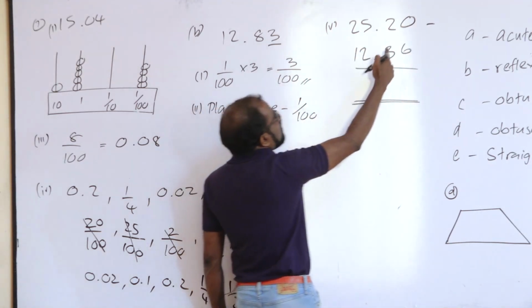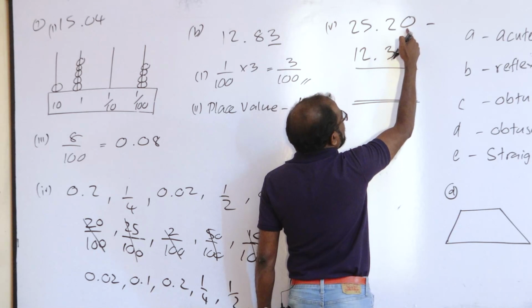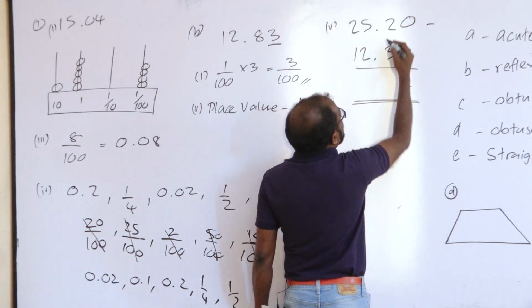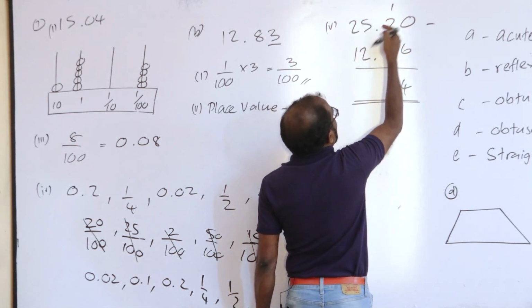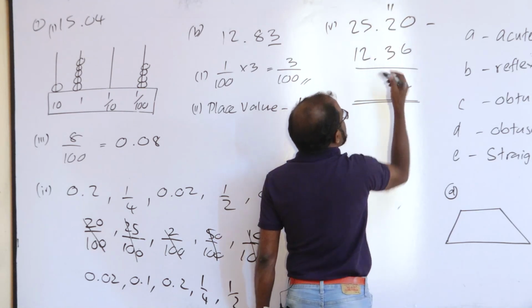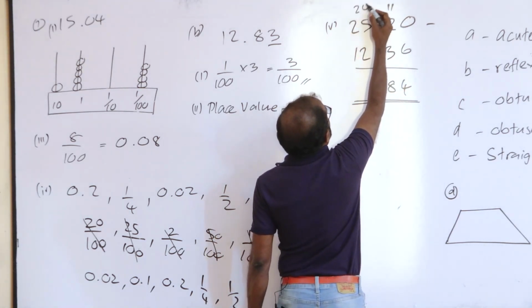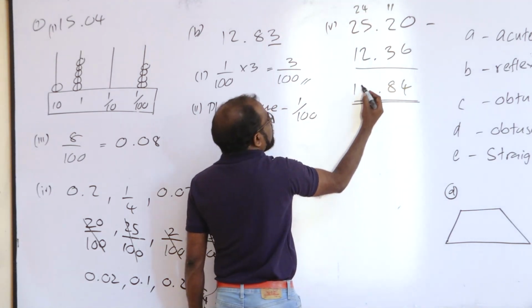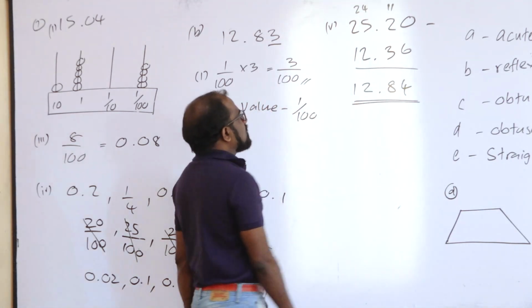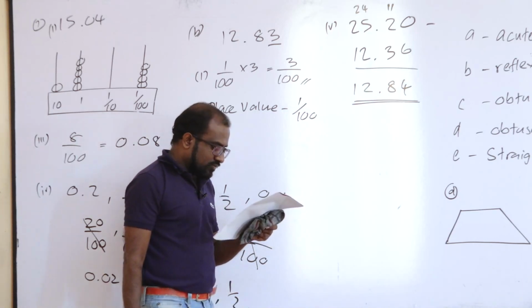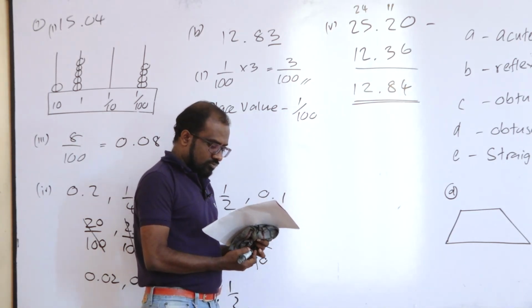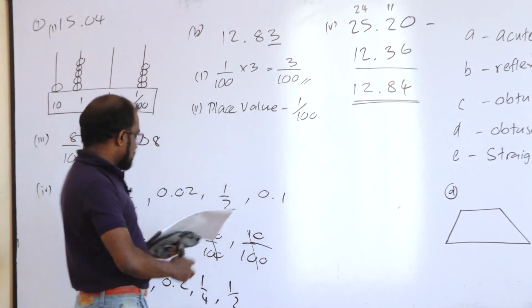Now you can subtract. Take one from here, 10. 10 subtract 6 is 4. Here we have 1. Take one from here, 11. 11 subtract 3 is 8. Here we have 24. 24 subtract 12 is 12. The answer should be 12.84. 12.84 is the answer.